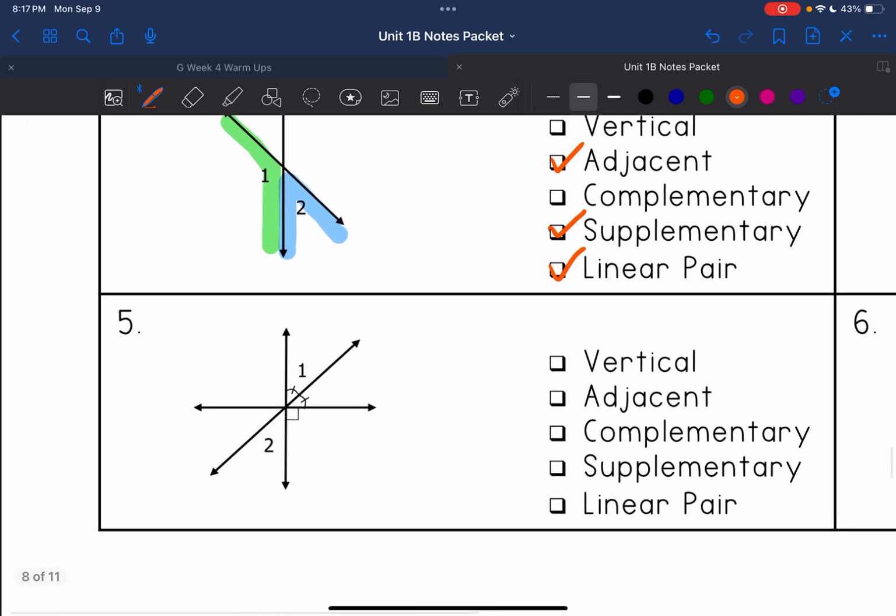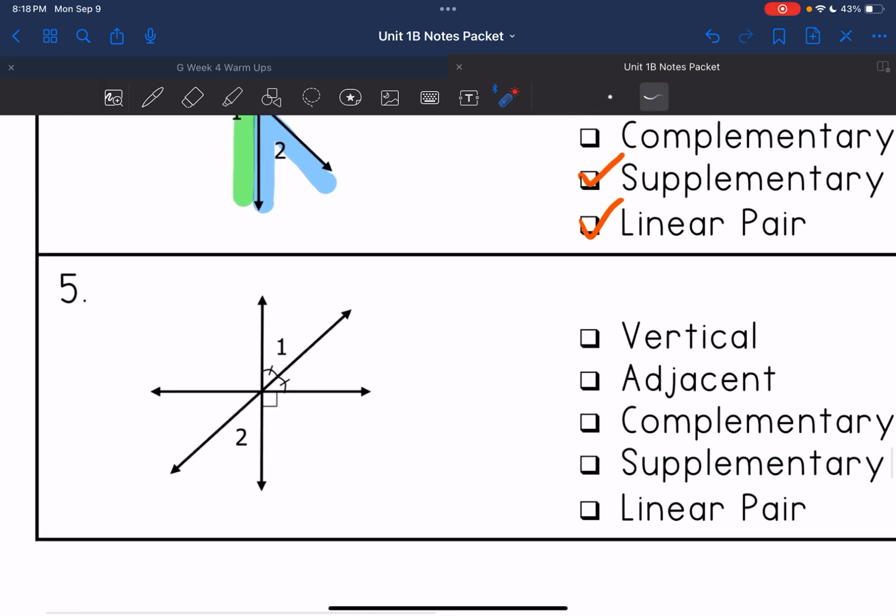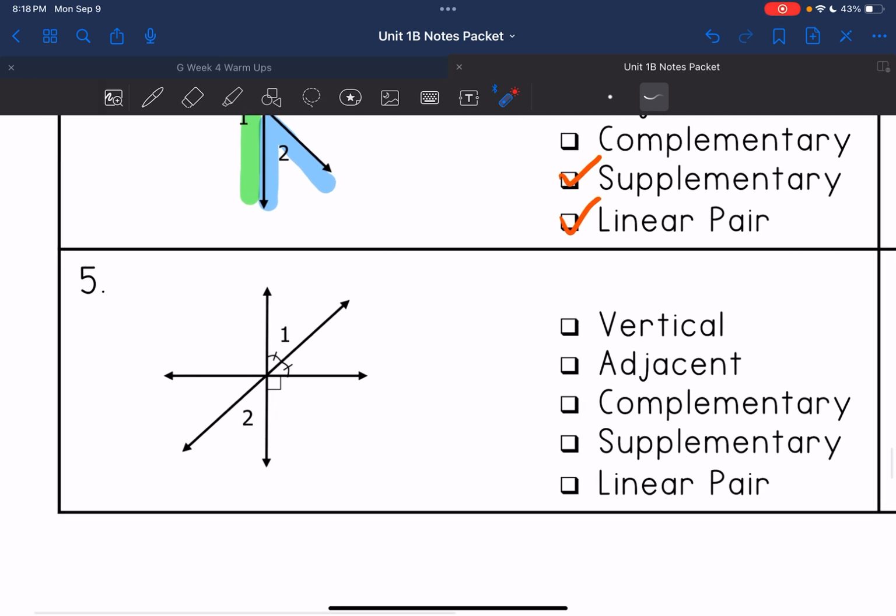Okay, number 5. On this one, you have to pay special close attention to those markings. I know that this part means 90. I know that these little round things mean that each side is equal. But we are looking at angle 1 and angle 2, specifically those two.